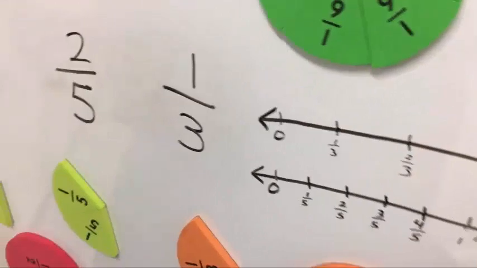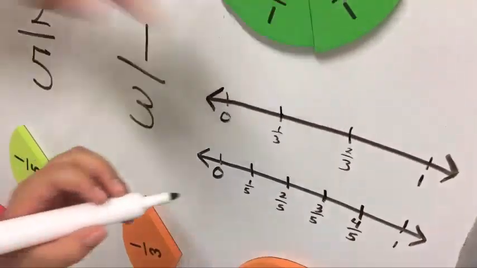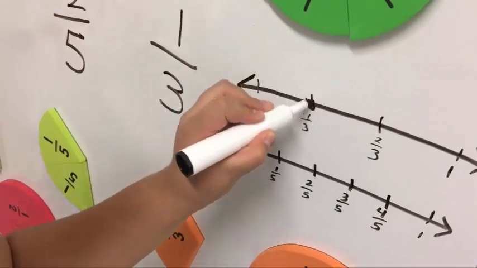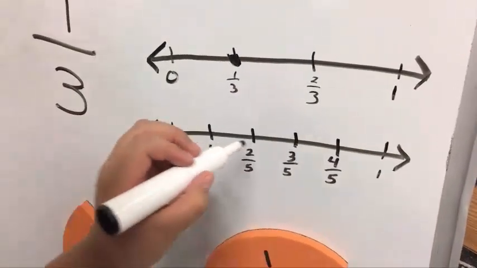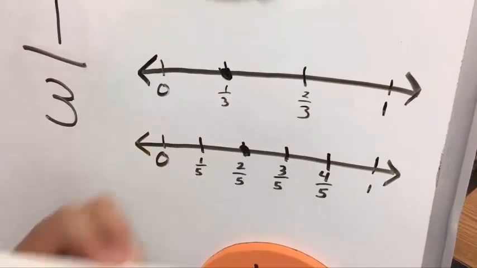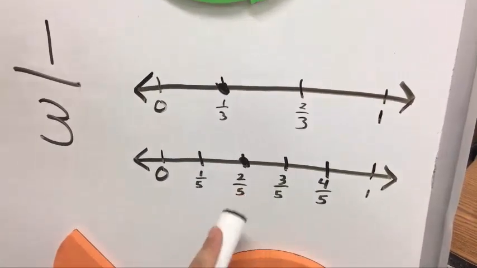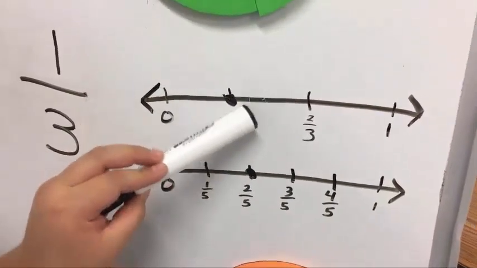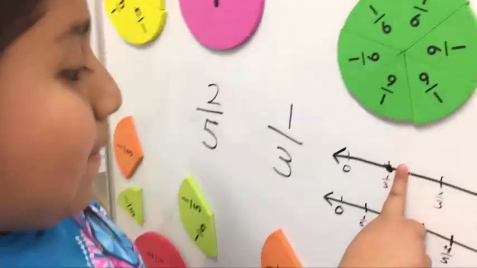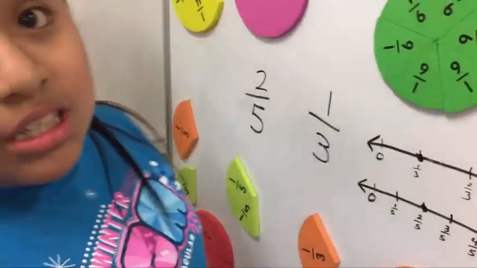That's right. Let's compare 2/5 to 1/3 using the number lines. Can you show me where 1/3 would be on the top number line? Right there. Okay. And what about 2/5? Where would that be? Right there. So using the number lines, which fraction is greater? 2/5, because it's right here, but 1/3 is right here in the middle. So it's a further distance on the number line? Yes.